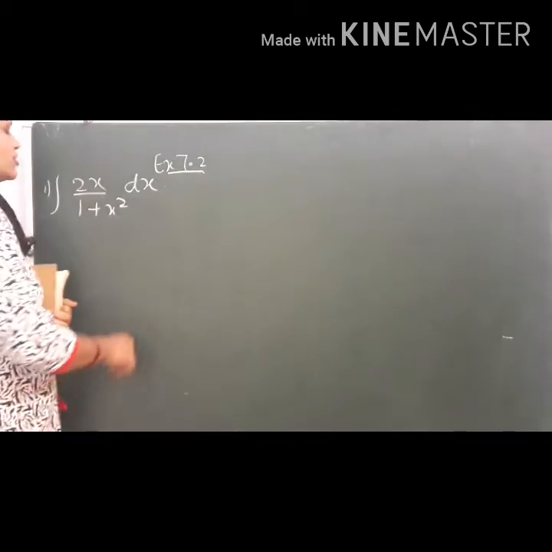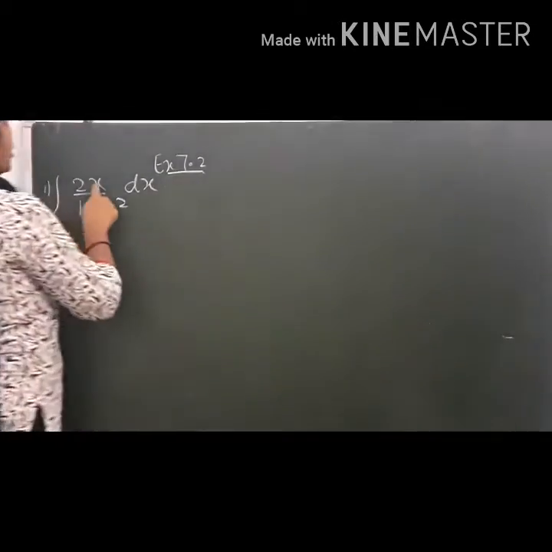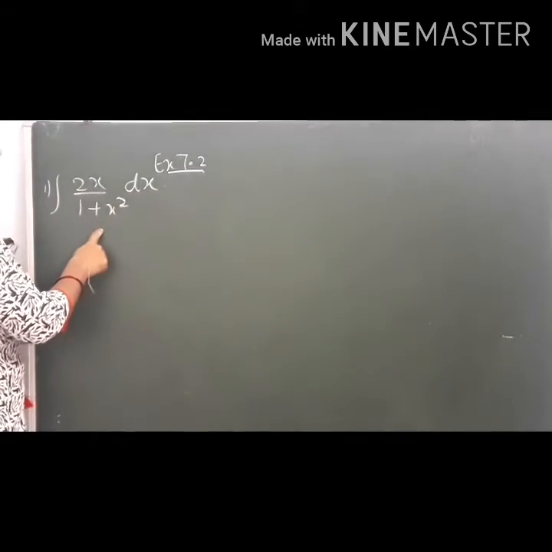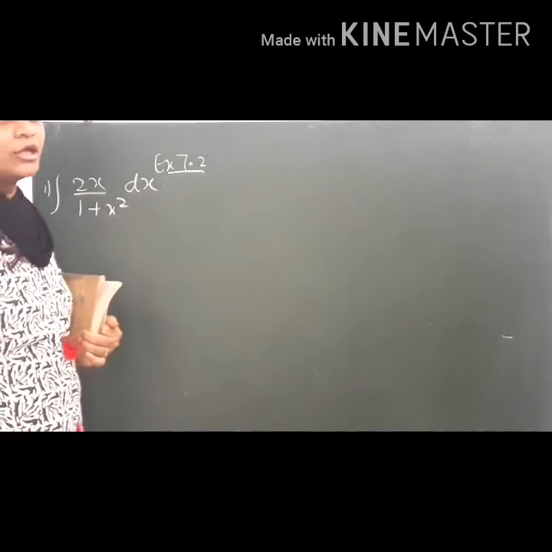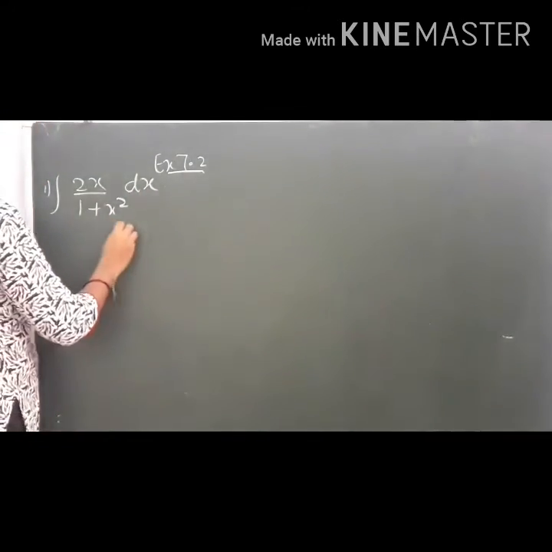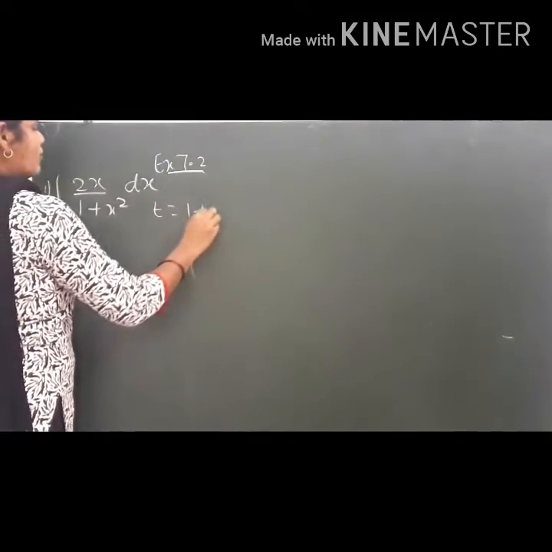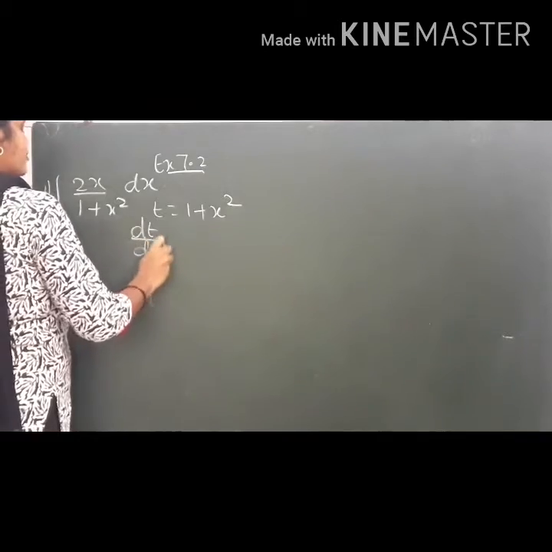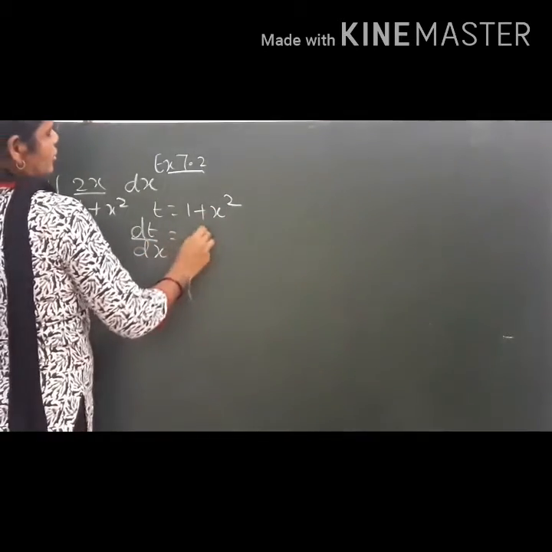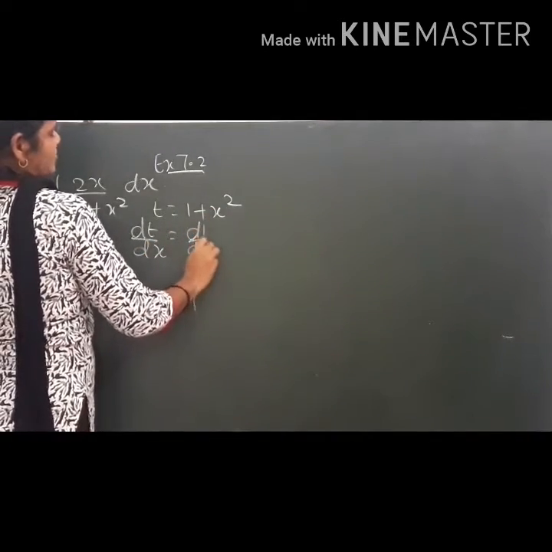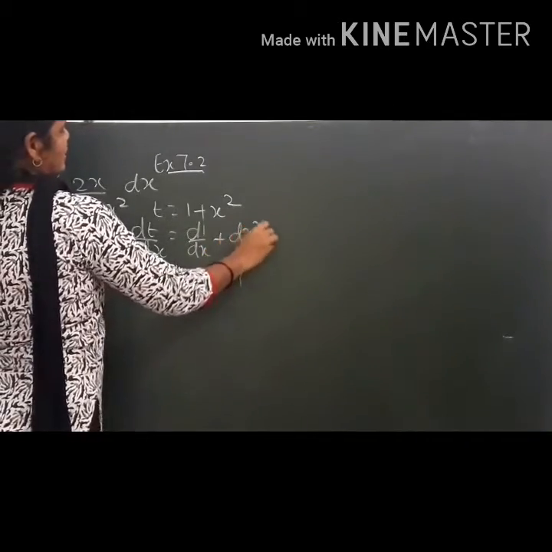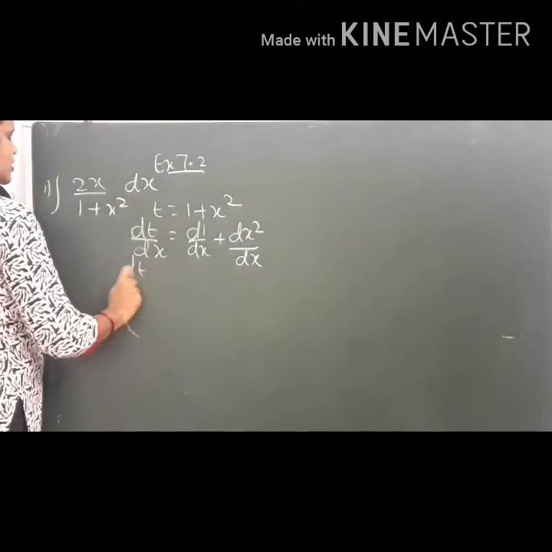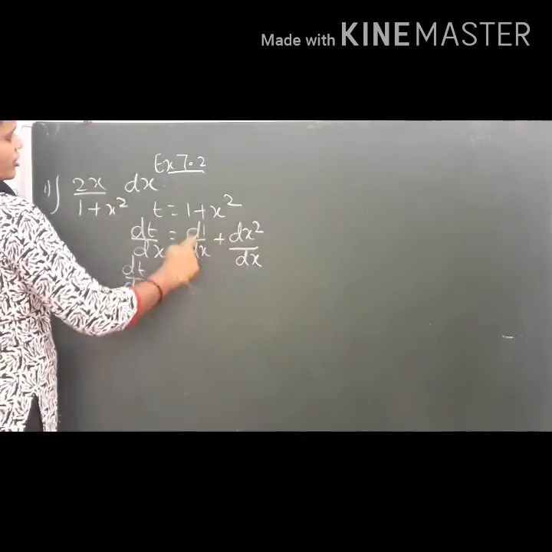We can use the first question of exercise 7.2, that is integration of 2x upon 1 plus x square with respect to dx. We can solve this question by the method of substitution. What substitution means: we have to put t is equal to 1 plus x square. Differentiate with respect to x: d1 by dx plus d x square by dx. So dt upon dx, what is the constant here? 0. The derivative of the constant is 0.